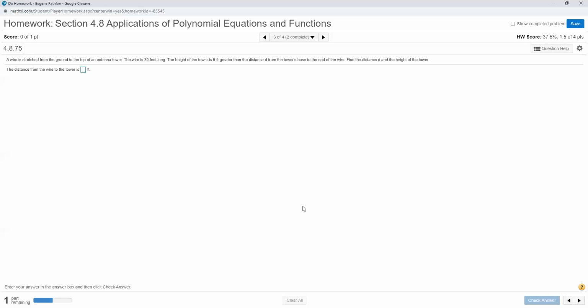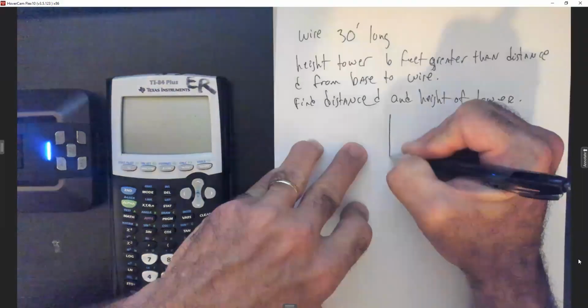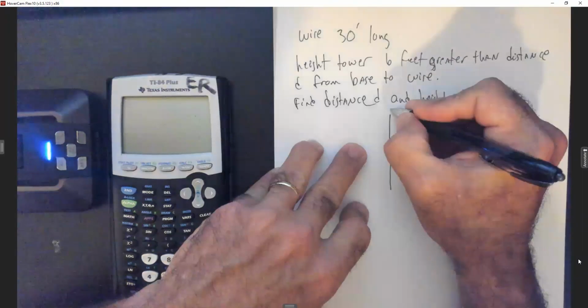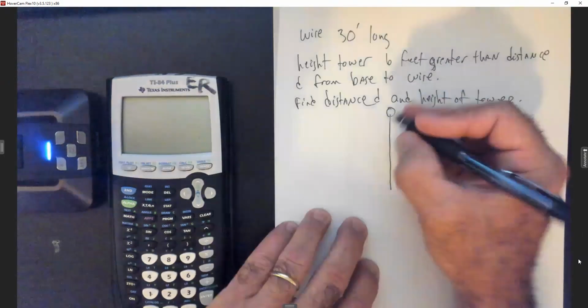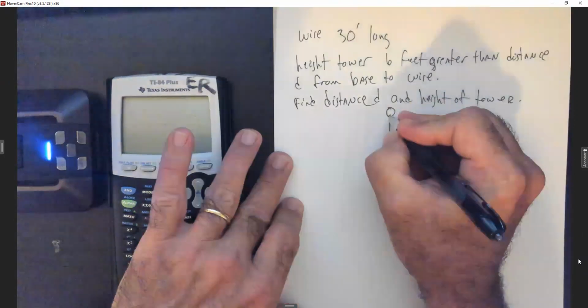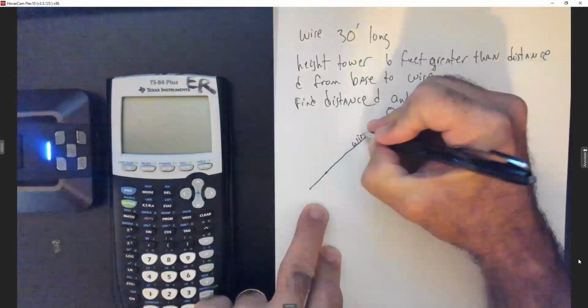All right, so let me go to my page and work this. A wire stretched from the ground to the top of an antenna tower, and that wire is 30 feet long. So these are what y'all love, right? These application problems. So I'm going to draw what I got. So I got an antenna tower. So that's my tower. Now, I got a wire 30 feet long. So what the wire is doing is it's coming from the ground to the top of my tower here. So this is my wire. And they said it was 30 feet long.